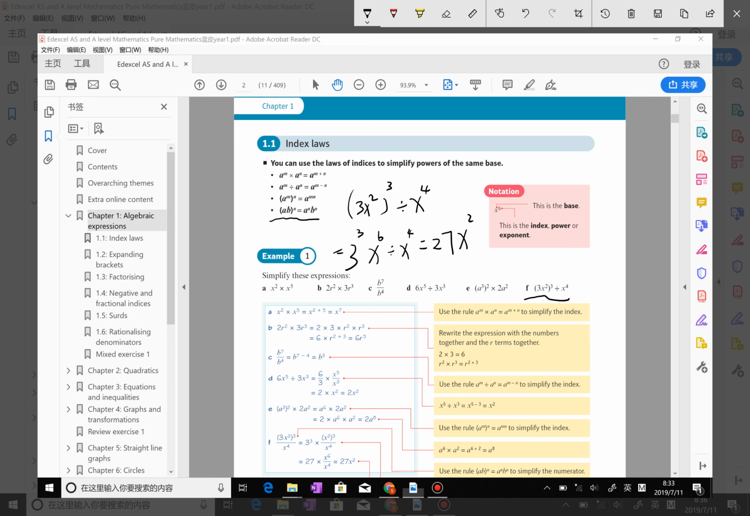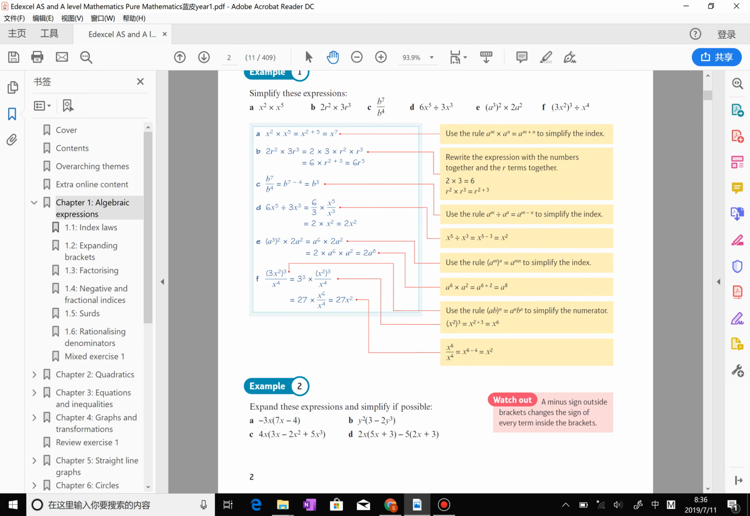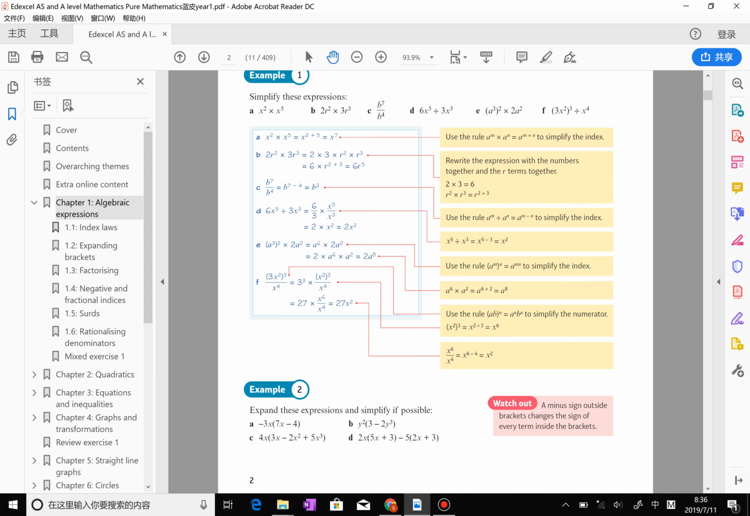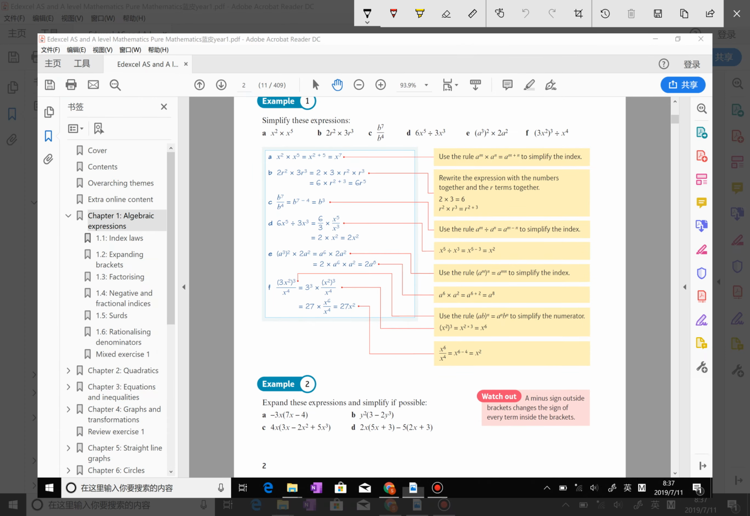Okay, so we just finished example 1. We have example 2. Let's expand these expressions. You should have learned these from GCSE, because these are just expanding, and you can take the bracket out. We have a times b plus c. If we take the bracket out, we should have a times b plus a times c. This is a rule. If you have a minus inside, outside should always have minus.